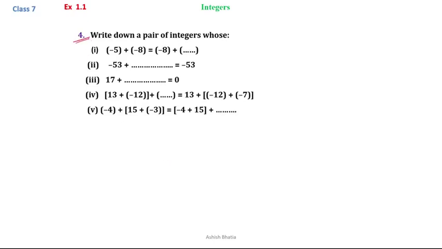Exercise 1.1, question number 4. Write down the pair of integers whose... So here we have to use the properties, and with the properties we can fill in the blanks. Minus 5 plus minus 8 is equal to minus 8 plus minus 5. So here it is showing us the property, that is we call it commutative property. So as integers are commutative under addition, we can fill in the blanks using this property.